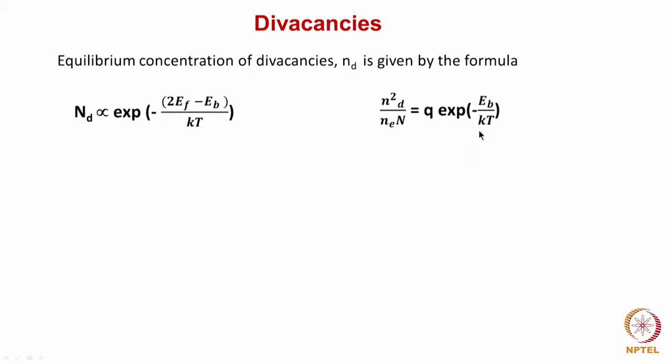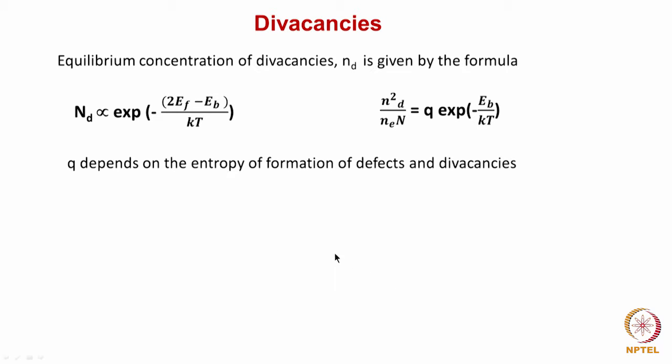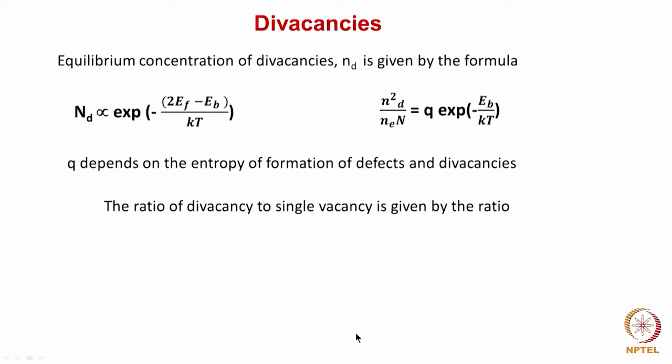This is given by this formula, which in the form in which it is written depends only on the binding energy, that is the energy required for breaking of a bond. Q is one term that depends upon the entropy of formation of defects or divacancies. This ratio, ND to NE, that is divacancy to single vacancy equilibrium concentration, depends upon the energy of formation of a vacancy minus the energy required for a single bond to be broken, or the bond energy.